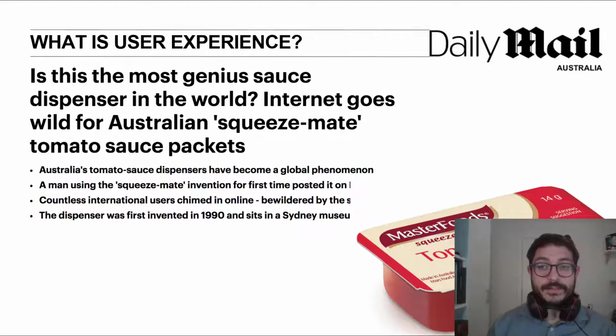So here we have another example. So this may not be as straightforward. This is the squeegee sauce dispenser. It was actually invented in Australia. So how does this work? It's simple. You squeeze it together and sauce comes out of a little hole.